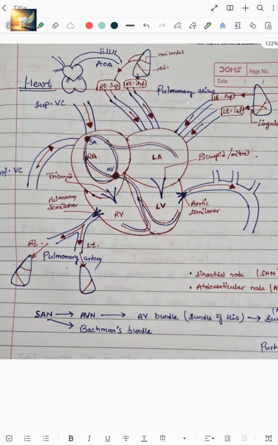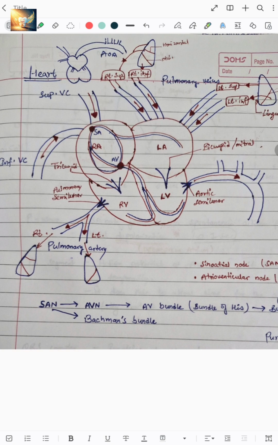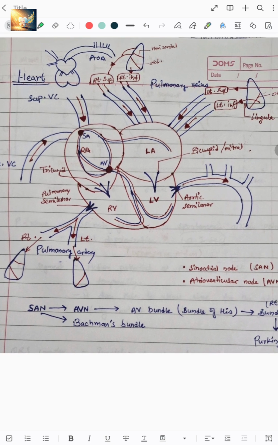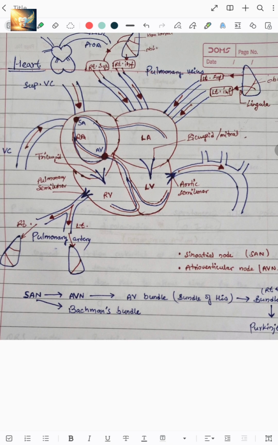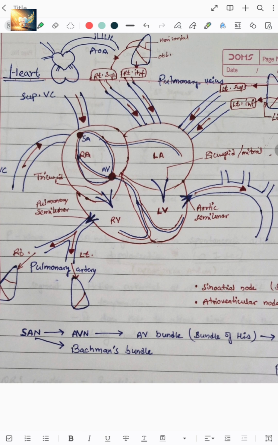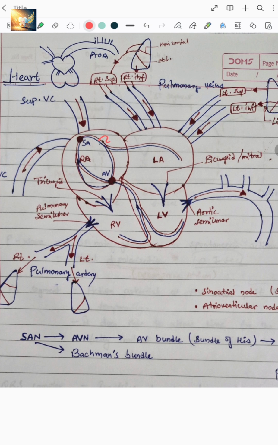As we all know, heart, it has four chambers: right atrium, right ventricle, left ventricle. The blood that is in the right atrium flows to the right ventricle, in the left atrium flows to the left ventricle. This is the whole concept.